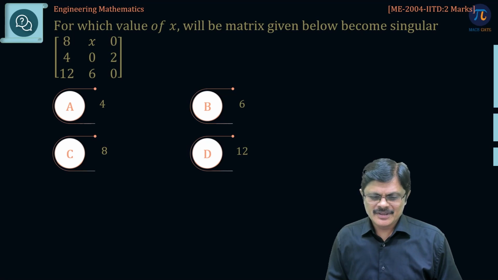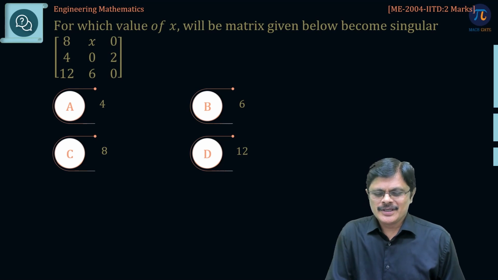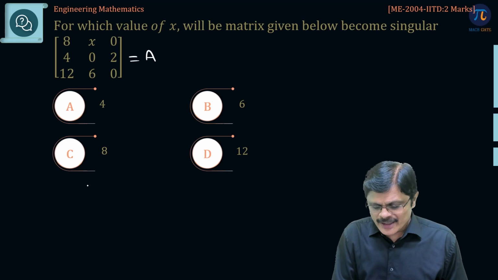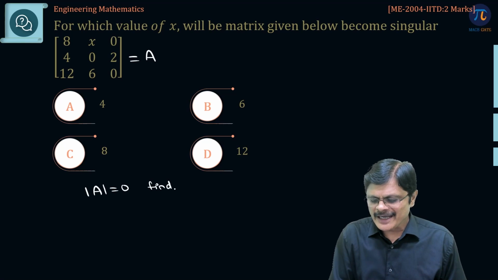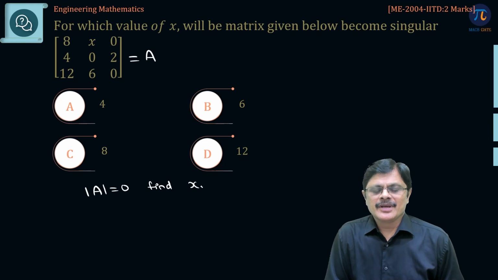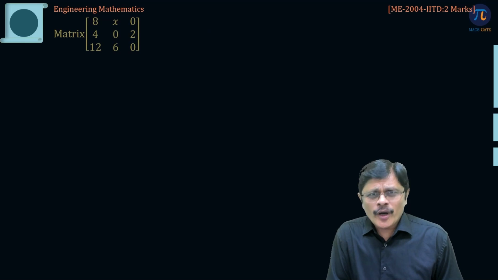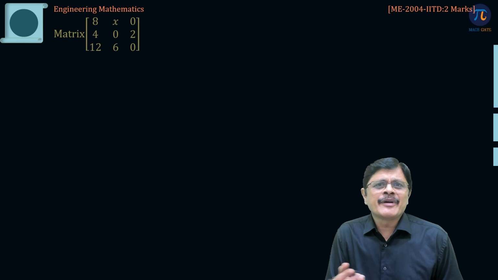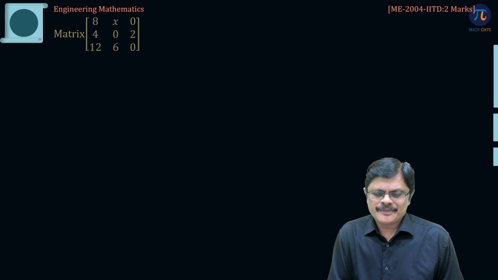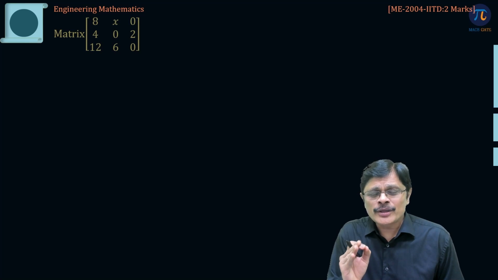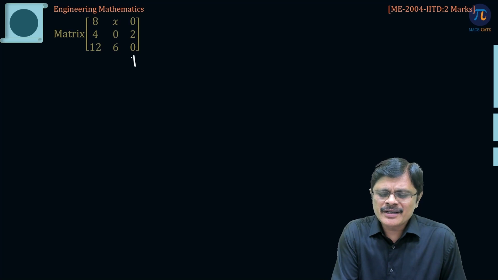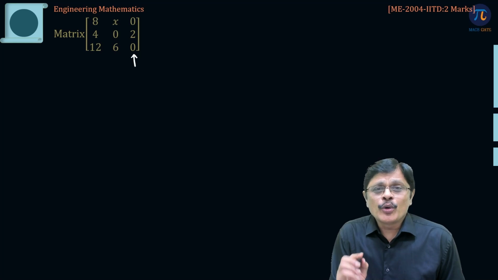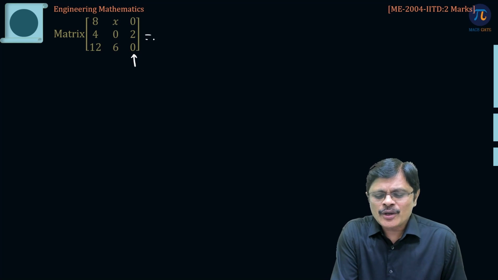Next problem. For which value of x is this matrix singular? So this matrix is singular means the determinant of the matrix is 0. We need to find the value of x. You can expand along any row or any column to find the determinant, then equate it to 0 to find the value of x. Try to identify the row or column having more zeros and expand along that row or column. The third column has more zeros, so expand along that particular column.